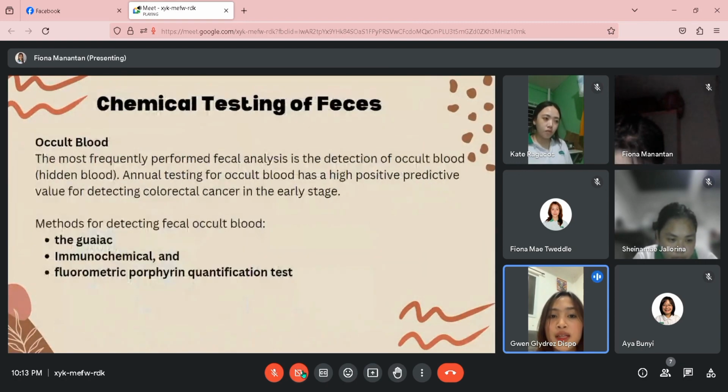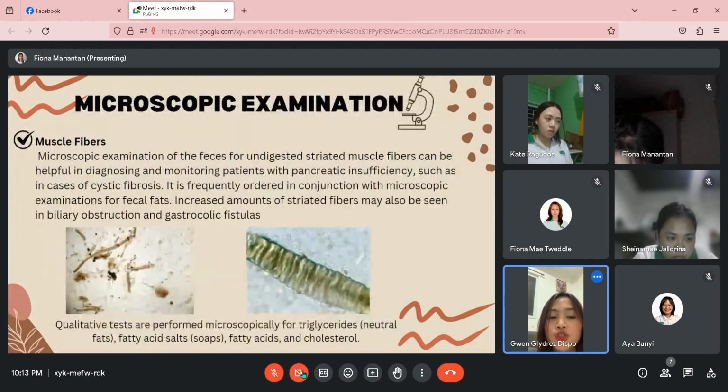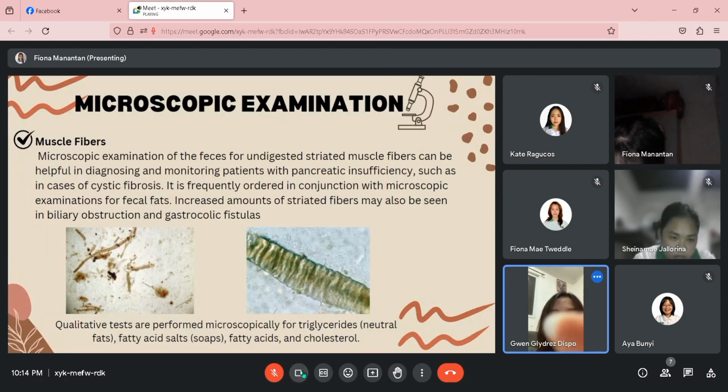Qualitative fecal fats are performed microscopically for triglycerides or the neutral fats, fatty acid salts or soaps, the fatty acids, and cholesterol. These fats can be stained with Sudan III, Sudan IV, and oil red O.